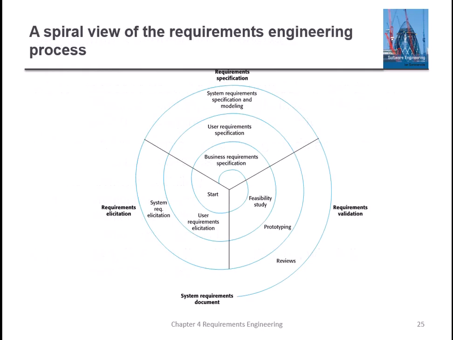Now this is the generic spiral view of the requirements engineering process. Here, when you start the project, you do the feasibility test and you collect business requirements from the users. Business requirements are actually the business goals that customers want to achieve from the product, and then based on these business requirements, you apply techniques and the user requirements or high level features are collected.